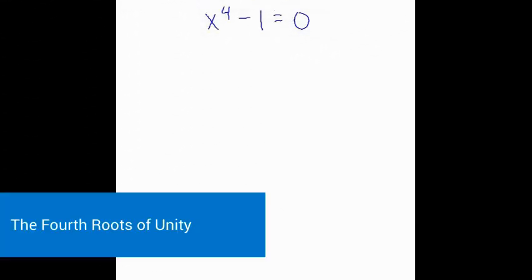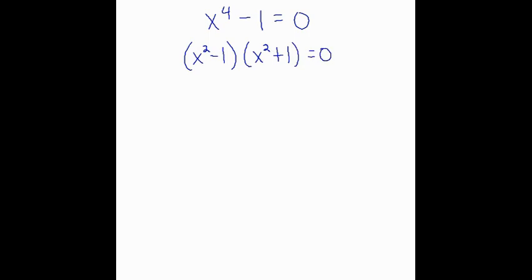Hello there. Don't let appearances fool you. This is a difference of squares we're dealing with. So the factorization would be x squared minus 1 times x squared plus 1 equals 0. Now we still have a difference of squares here. That'd be x minus 1 times x plus 1. And we have a sum of squares here. We can use our complex factorization.